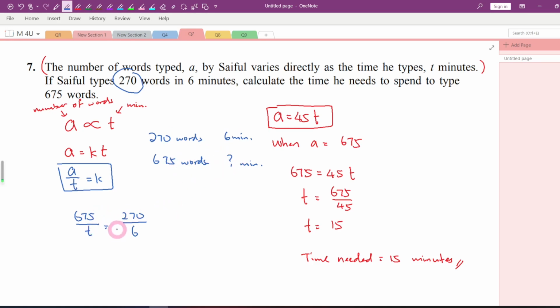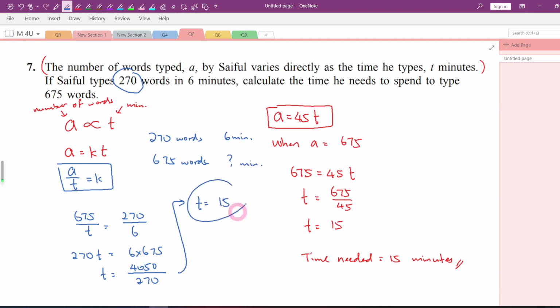Just do the cross multiplication. So 270T is equal to 6 times 675. So T is equal to, you can just press your calculator, 6 times 675, you will get 4050 divided by 270. So T is equal to 4050 divided by 270. You will still get the same answer, which is 15 minutes. So this is another way that we can solve the question for direct relation.